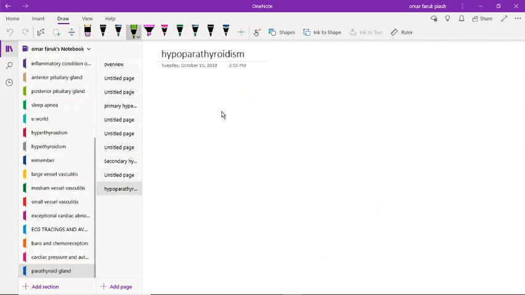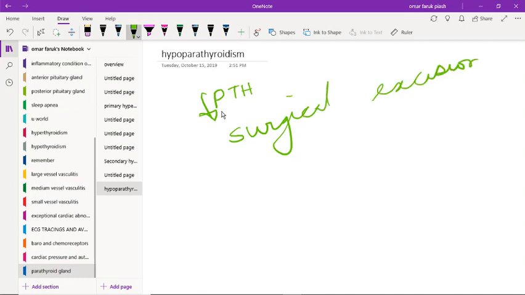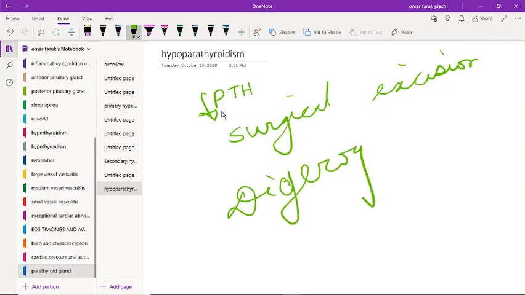Now hypoparathyroidism. In hypoparathyroidism, what happens? There is low PTH, and the cause of low PTH is surgical excision of the parathyroid gland. It may be a genetic abnormality like DiGeorge syndrome. What happens in DiGeorge syndrome?